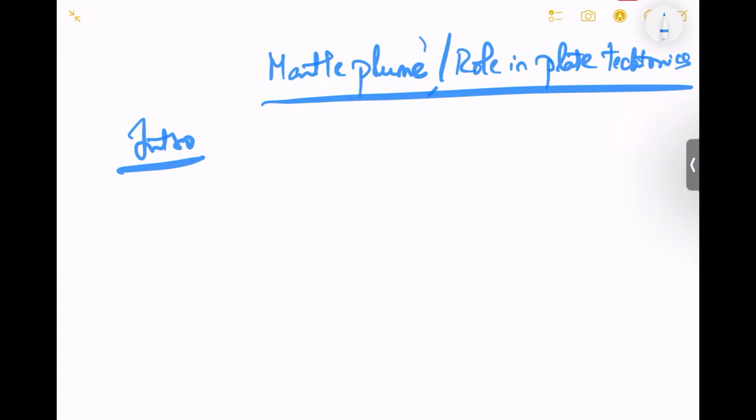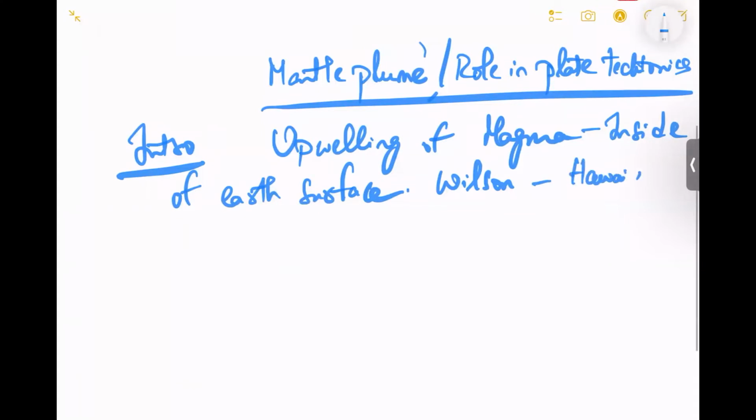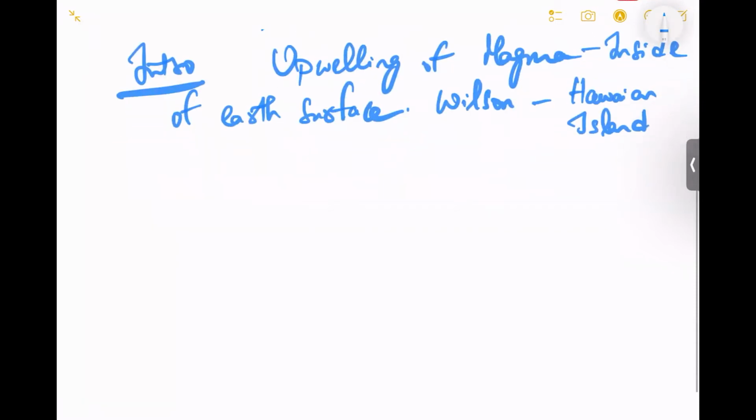Okay, so in geography, like what you do in polity, the jargon or the terminology or the words you use while writing the answer become important. So mantle plume is basically the upwelling of magma. Okay, it is upwelling of the magma which is present in the inside of Earth's surface. It was initially given by a person called Wilson. Okay, and he explained it in the context of Hawaiian island. So this can be your introduction.